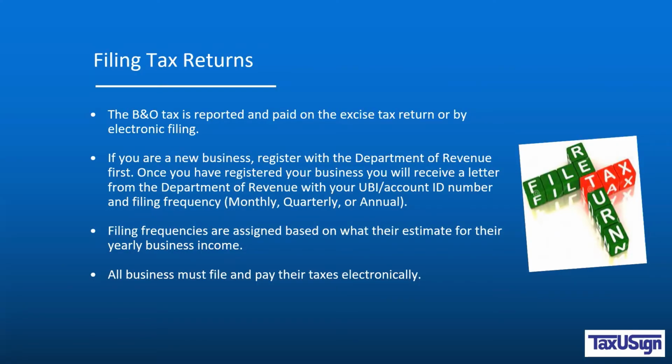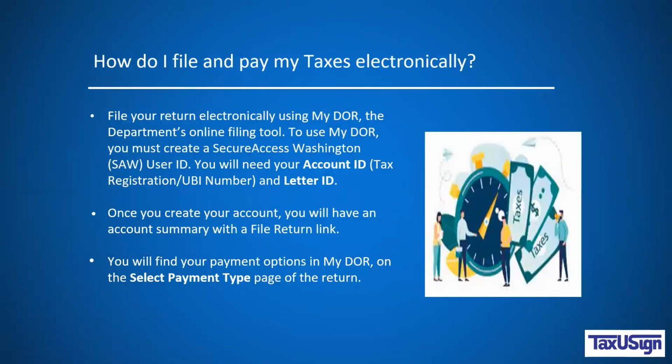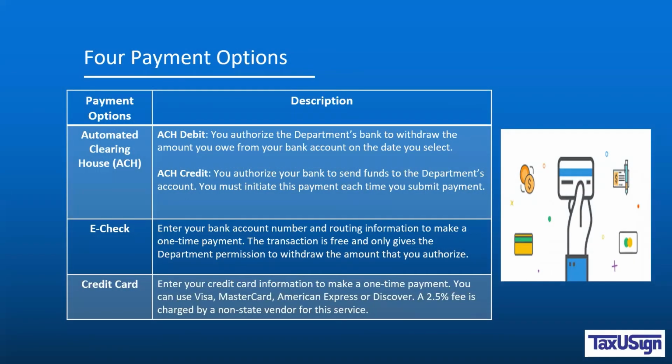Filing tax returns. The B&O tax is reported and paid on the excise tax return or by electronic filing. When you're a new business and you register your business with Department of Revenue, you will receive a letter with your UBI and account number and your filing frequency. All businesses must file and pay their taxes electronically. So how do you file and pay your taxes electronically? When you create your account online, there's a link for you to prepare and file your tax return. There are 4 payment options. If you do decide to pay by credit card, they do charge a 2.5% fee.